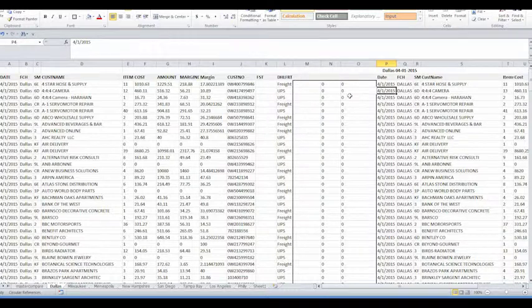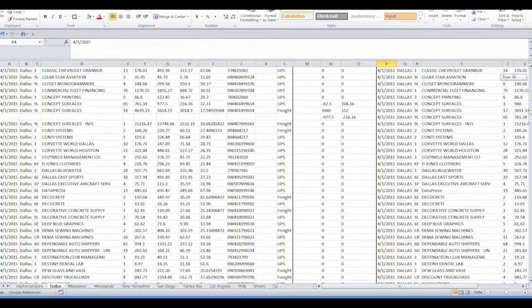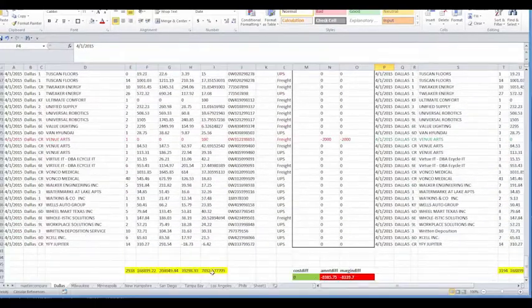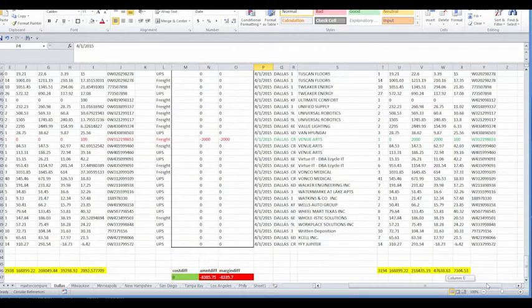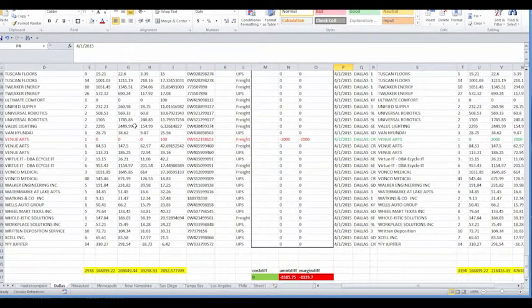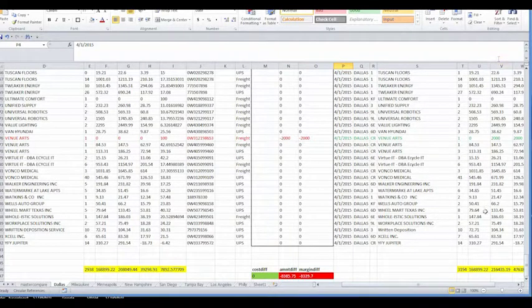This framed area in the middle I will explain in a moment. But in the yellow areas right here, I have brought down totals. I've auto-summed cost, amount, and margin dollar. I did the same to the other set of data, and these totals in the middle, which are cost difference, amount difference, and margin difference, are totals from the yellow areas.